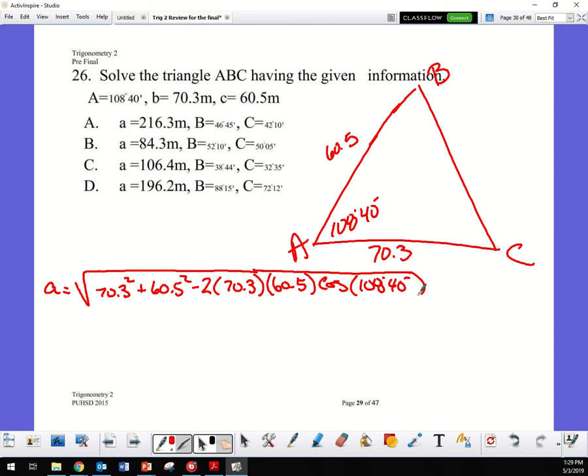No, you put parentheses. That's the stuff we get on the board. Cosine. Yeah. No, it's not inverse. Degrees. 40 minutes.